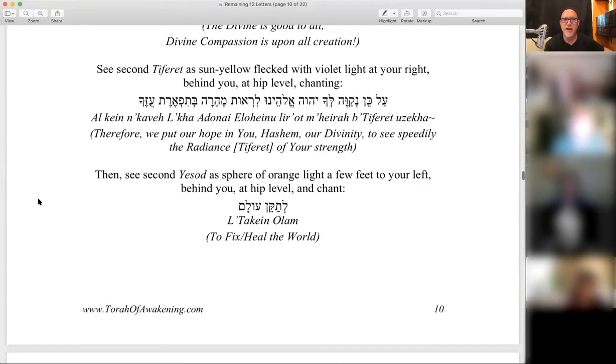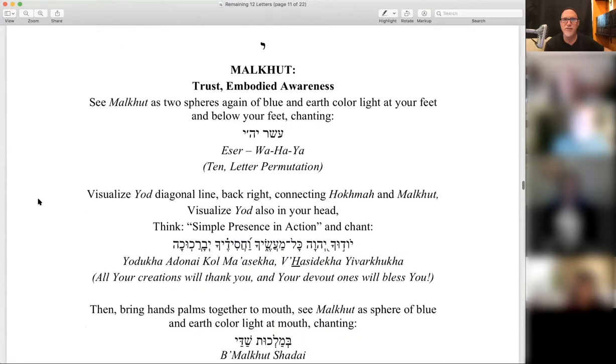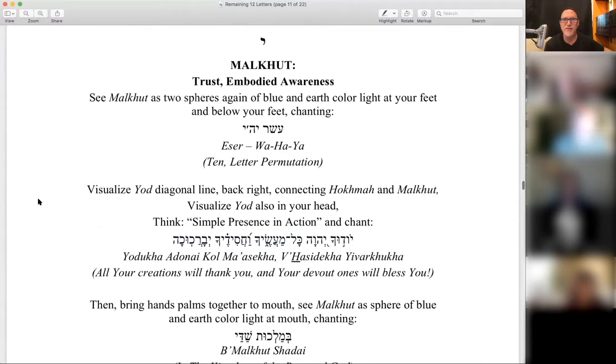Now we break the pattern for a moment. We are now doing a diagonal. It's going to still circle around. We're now doing the behind you on your right, but instead of starting at Keter, we're starting at Chokhmah, which is behind you, right shoulder level, connecting down to Malchut below your body. That's Yud.